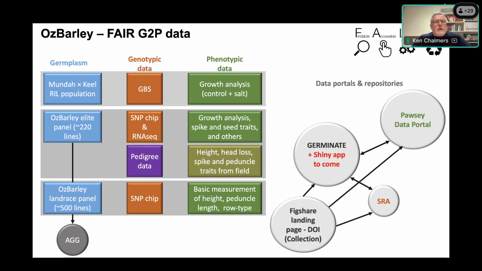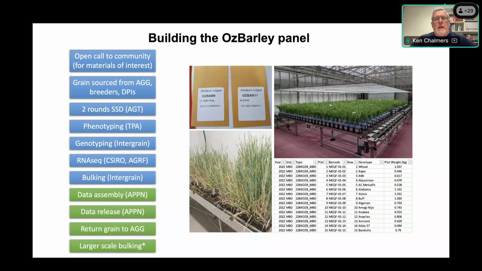Now, the idea behind what we were doing is we wanted to have uniform germplasm that was fairly homozygous. So each of the OzBarley lines and each of the land races, we've actually taken through several rounds of single seed descent. So although the plants are derived from the original varieties, they are unique in themselves in that they are generally homozygous lines derived from single seed descent. Okay, so this is the basis behind the OzBarley panel.